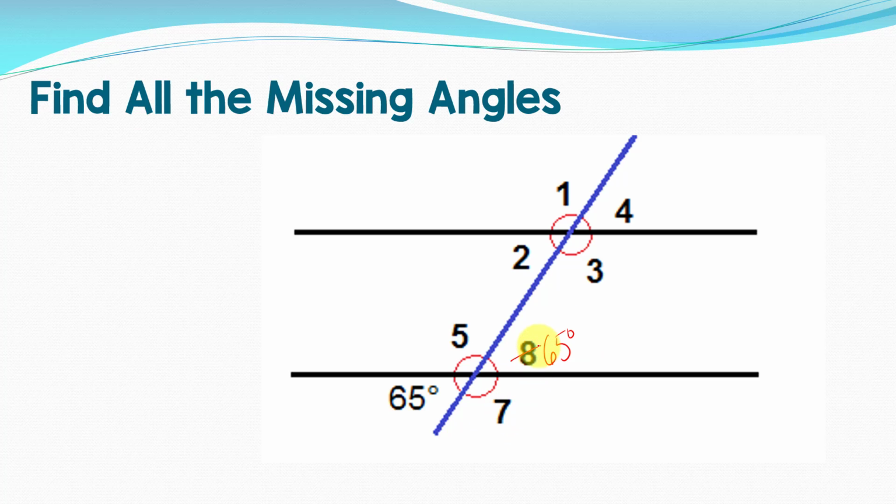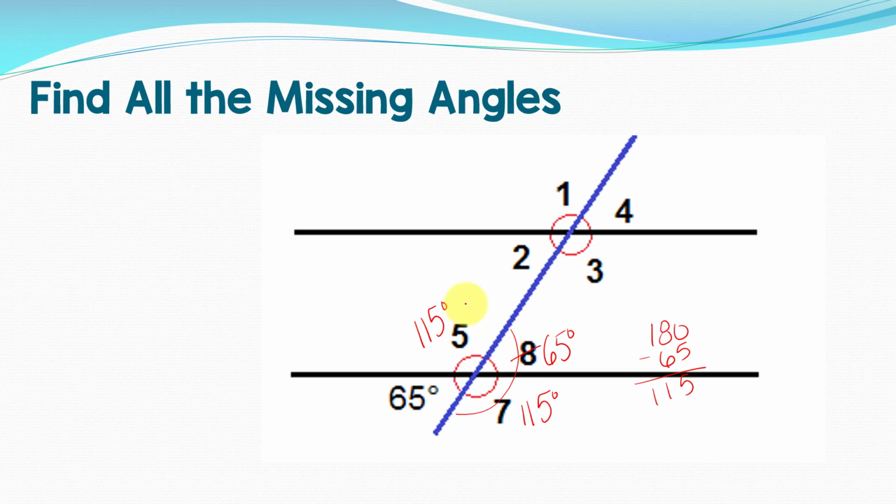7 and 8 are a linear pair. So those two need to add up to 180. So 180 minus 65 is 115. So 7 is going to be 115.